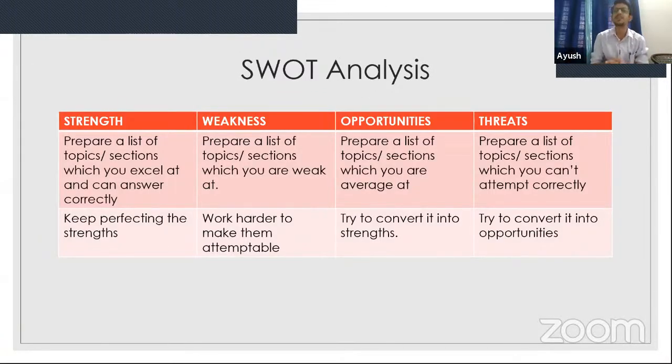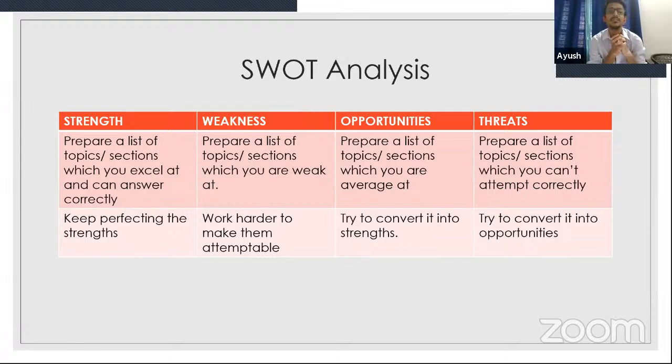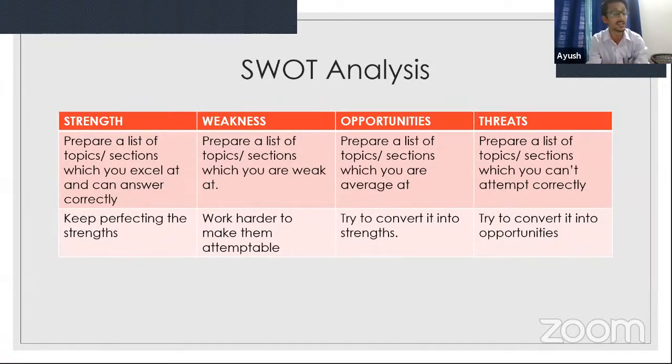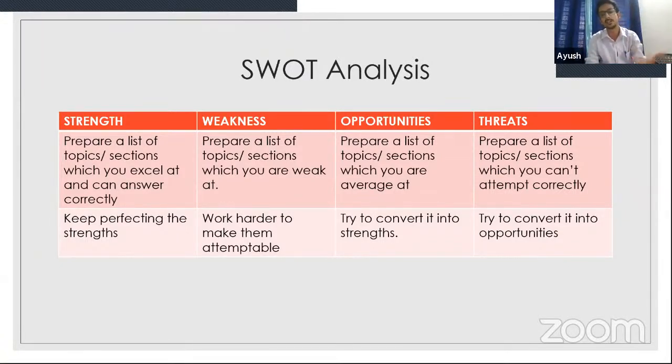I think this goes without saying. First of all, when I ask what your strength is, I'm talking about where you are good, in fact where you excel. You have to prepare a list of topics and sections. The CLAT has different sections which you excel at and can answer correctly, I should say with a high level of accuracy. This is how we will understand the hierarchy of difficulty of questions for us. Certain questions will be difficult, certain easy, certain manageable. So that's what we have to figure out. Find a list of topics and sections which you excel at and can answer correctly.